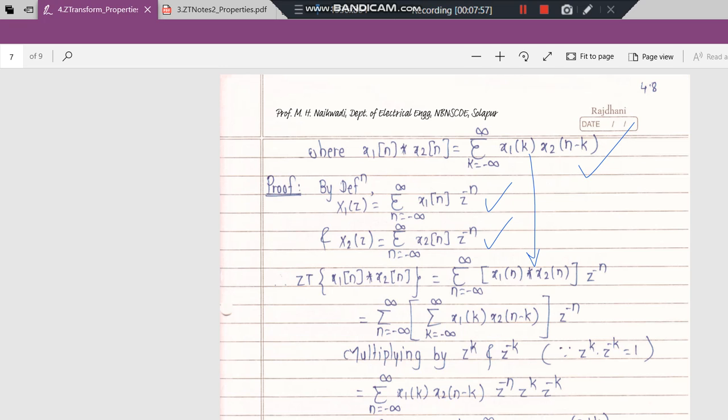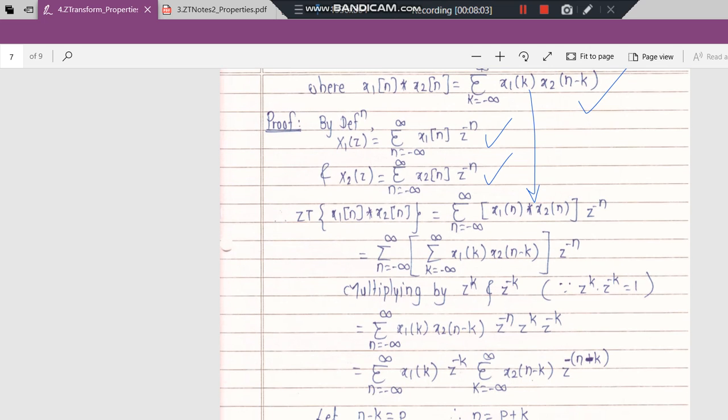I get a double summation, because one summation is for n and another is for k. Now for substitution, put z raised to k into z raised to minus k, which is equal to 1, since the product of these two functions is 1. I put these two extra terms into this equation in order to separate out the summations and get the two z transforms. This summation is also there, it has just not been written over here.